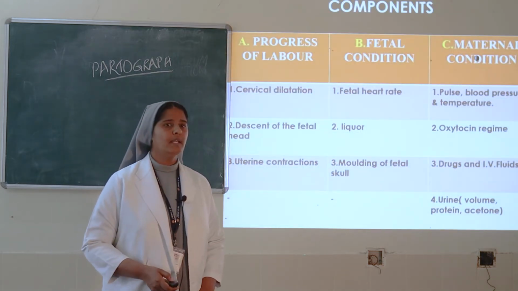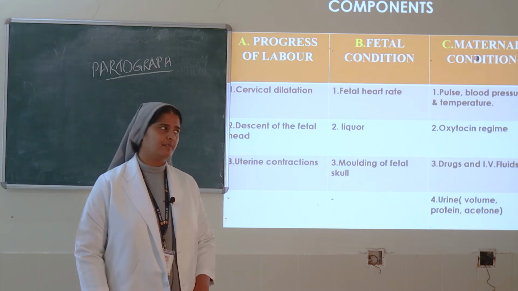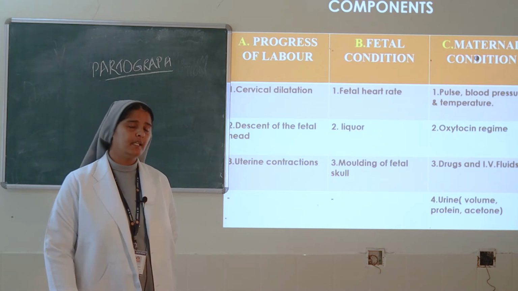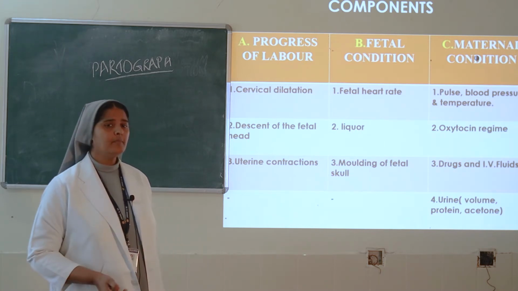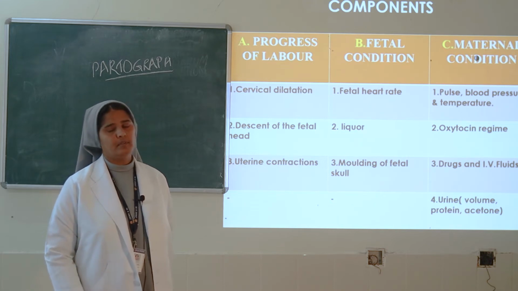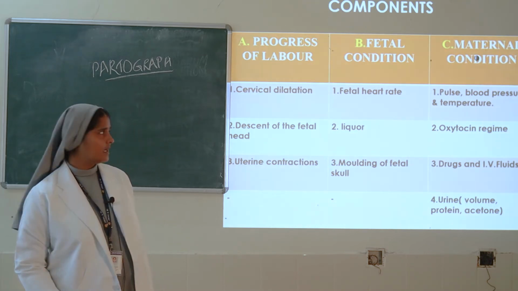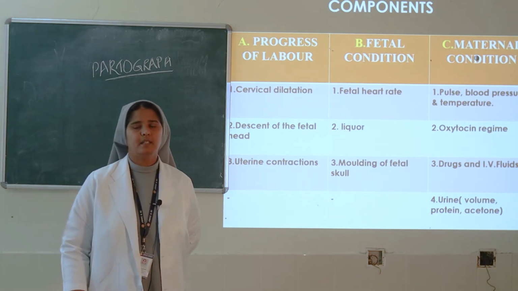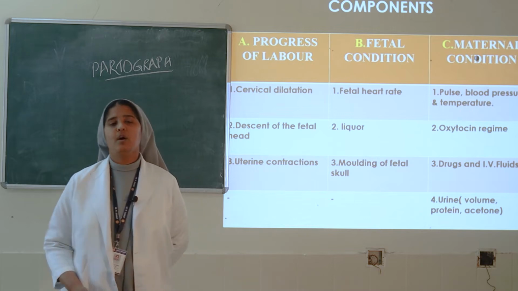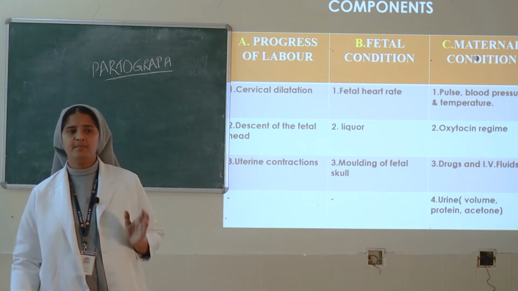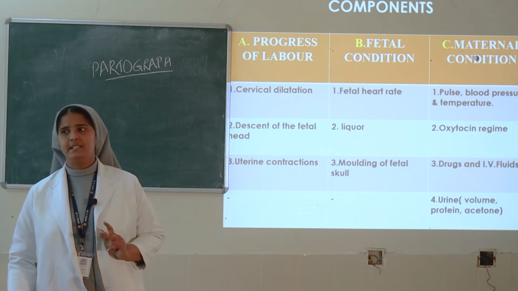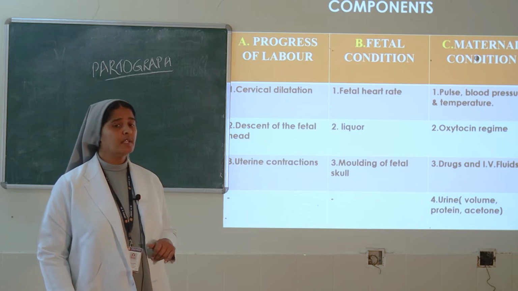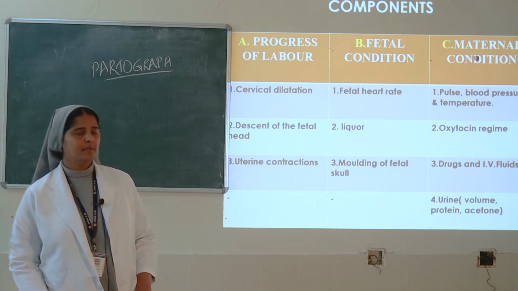Next is the components of partograph. So I told you the partograph, it is a record what we are maintaining in the labor room. So there are mainly 3 components in the partograph. The components are the progress of labor, then the fetal condition and the maternal condition. These are the 3 components of partograph. The first one is progress of labor, the second one is fetal condition, and the third one is the maternal condition.